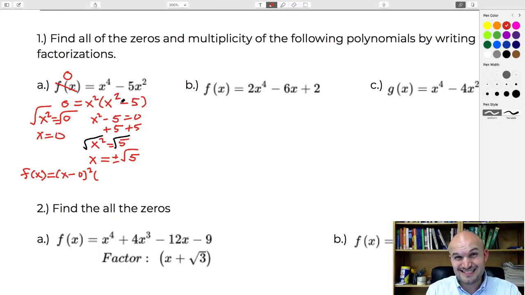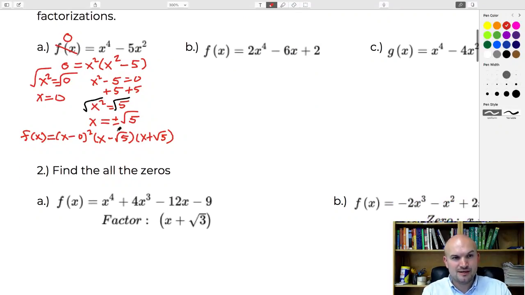Another way you can think of it, this is a difference of two squares, right? It's x minus the square root of 5 and x plus the square root of 5. So this can be written as x minus the square root of 5 and x plus the square root of 5. And another way to think about that is if you were going to use the zero product property from here, you would set these each equal to 0, and then you would go ahead and solve.